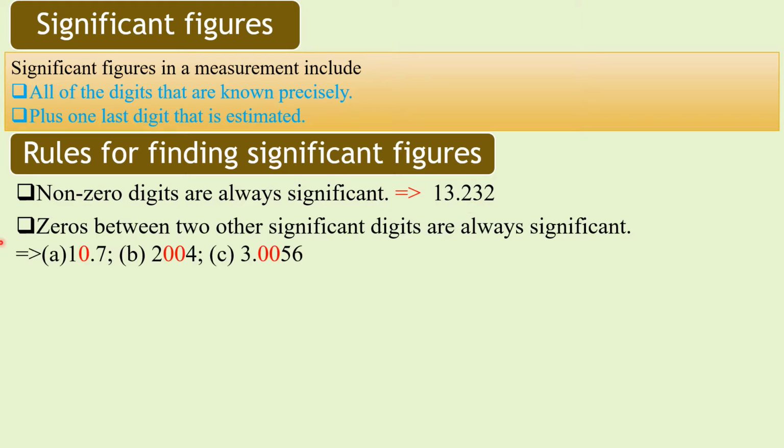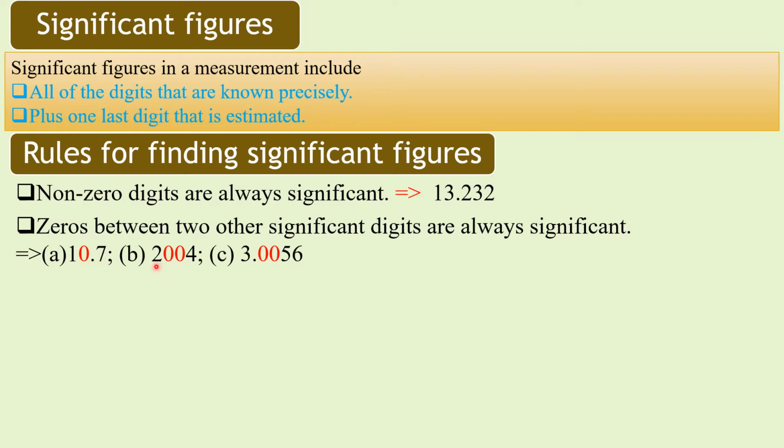Zeros between two other significant digits are always significant. In 10.7, 1 and 7 are two significant figures and 0 is in between these two significant figures. So this 0 is also a significant digit and we get three significant figures in 10.7.